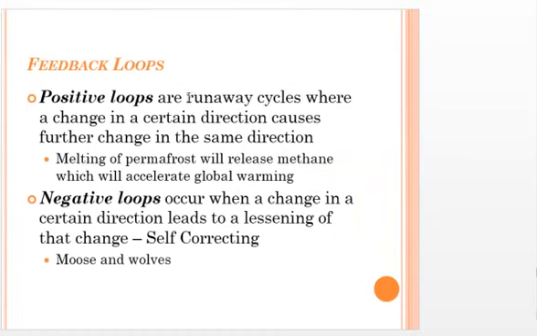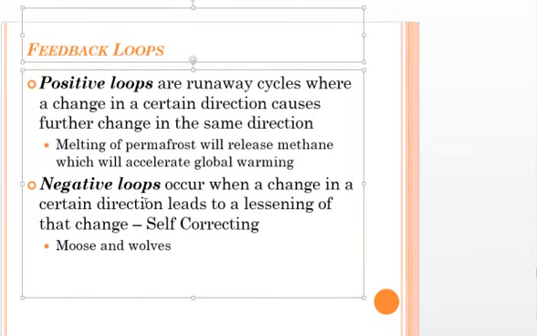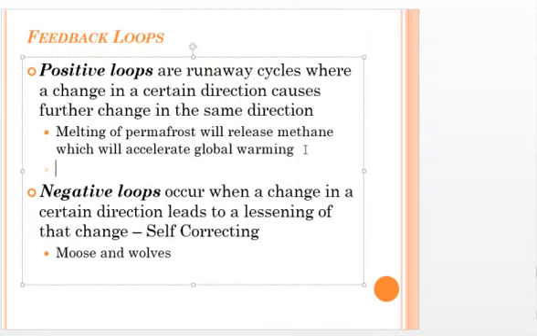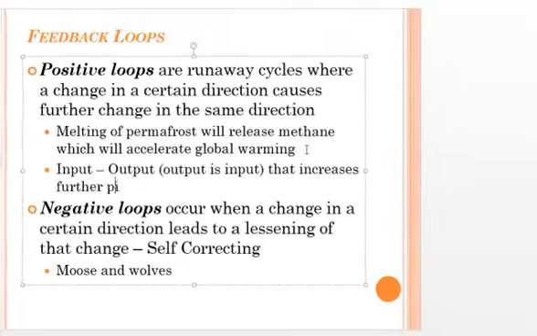So positive feedback loops, these are really runaway cycles. Basically, in a positive feedback loop, the input will cause an output, and that output will basically cause an even greater input. So in this case, an input will create an output, okay, and then that output becomes an input, so that the output is an input. I know this is confusing. That increases further output.